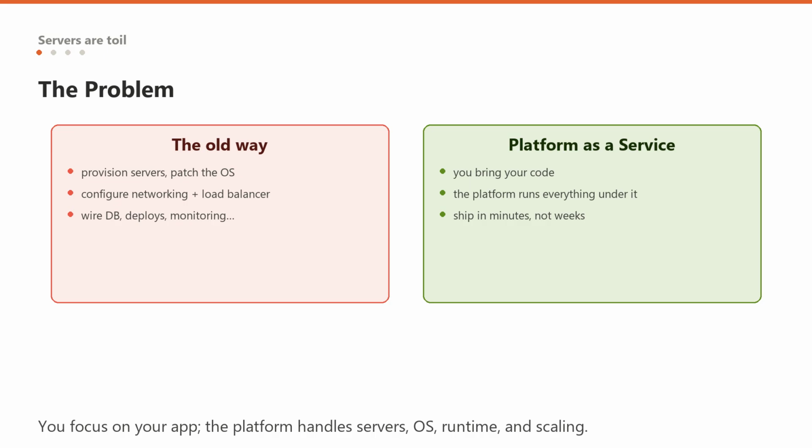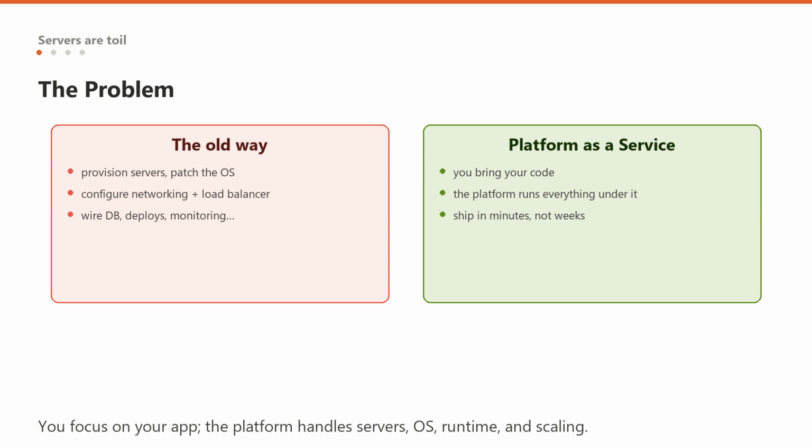To run an application the traditional way, you have to do a mountain of work that has nothing to do with your actual product. You provision servers, install and patch the operating system, configure networking and firewalls, set up a load balancer, wire in a database, build a deployment process, add monitoring. That's weeks of undifferentiated heavy lifting before your code ever serves a user.